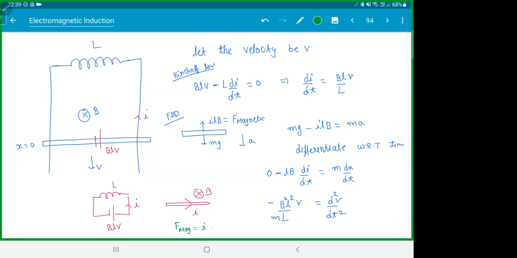F magnetic is I L cross B. The force will be upward. So the ILB is actually slowing you down. So mg minus ILB is equal to ma. Differentiate on both sides. The derivative of mg is 0.